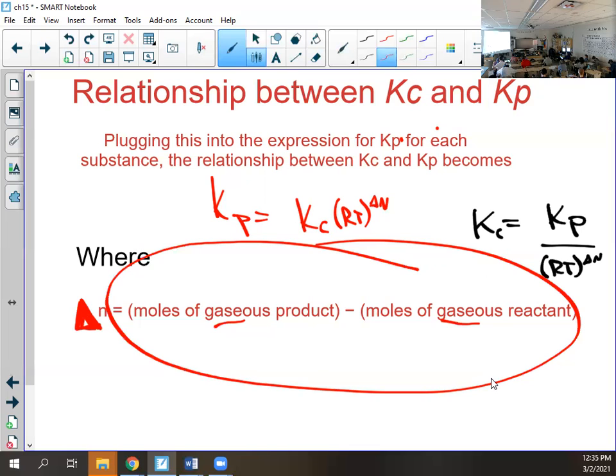Right. So if a problem asks you for Kp, you can solve it. And then it might ask for Kc as well, but it'll only give you pressures, and you're like, oh, I don't know what to do. Well, you plug it into this relationship. This is the same equation, just rearranged for Kc. Kc equals Kp over (RT) raised to the change in moles, products minus reactants. You with me? Okay, here we go.